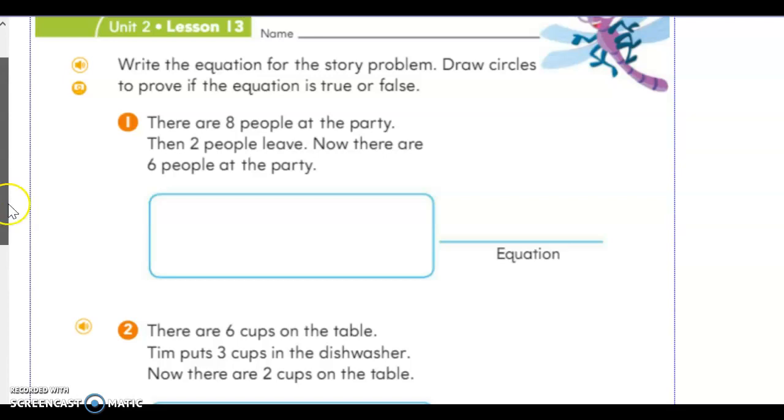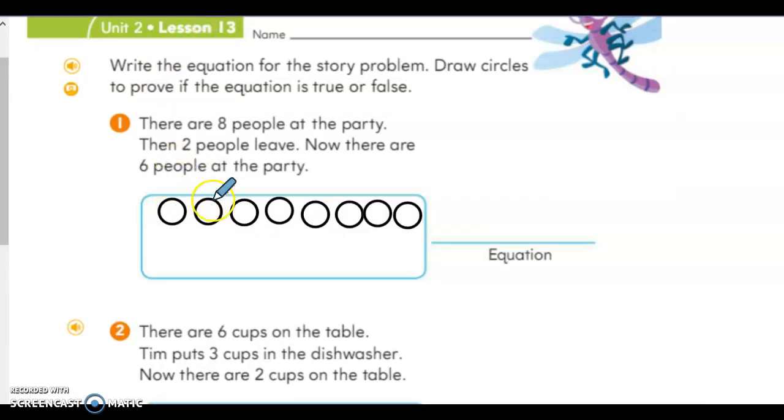Then 2 people leave. Now there are 6 people at the party. All right, let's write the equation and draw the picture. So let's get started with drawing the picture first. You need 8 circles to start with, so go ahead and put those 8 circles. 1, 2, 3, 4, 5, 6, 7, 8. Then 2 people leave. 1, 2. Cross them off. Let's see if our equation would be true with there being 6 people left at the party. 1, 2, 3, 4, 5, 6. Yep, it's true. So let's write our equation. We started with 8 people. Then 2 of them left, which would be minus 2, equals 6 people left over.